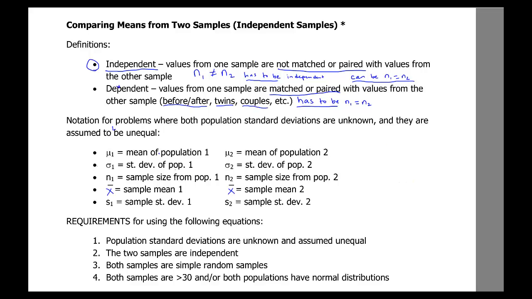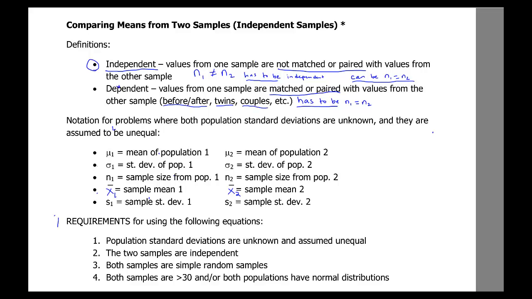A bunch of notation here for setting up problems. We have the mean of the two populations using mu1 and mu2. The population standard deviation for the two would be sigma 1 and sigma 2. The two sample sizes, n1 and n2. The two sample means would be x bar 1 and x bar 2, put subscripts on those. And then S1 and S2 for the sample standard deviations.